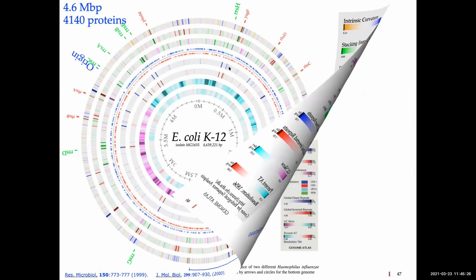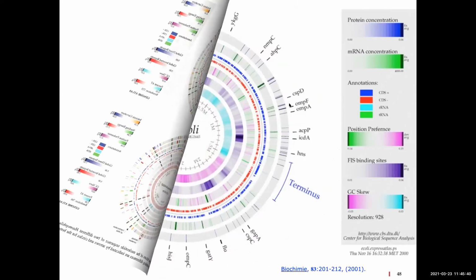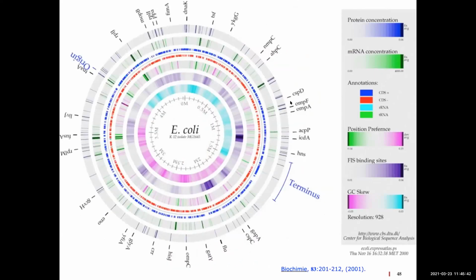and it's just a way of visualizing chromosomes and what's going on. And you can compare this. This is the first Haemophilus influenzae genome that was sequenced. And then this is another one, and you can compare these two and see differences between them.